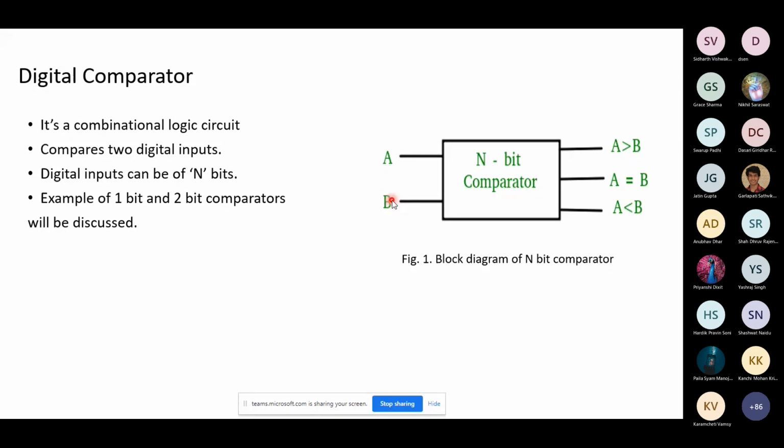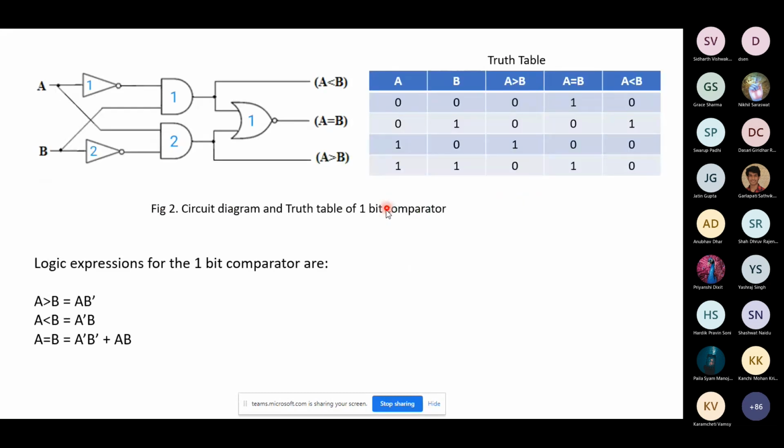So in the experimental scope, we will discuss only the 1-bit comparator and the 2-bit comparator. 1-bit comparator means A can be 0 or 1 and B can also be 0 or 1. So let's see the 1-bit comparator. The truth table of the 1-bit comparator looks like this: A equals 0, B equals 0 and 1, and A equals 1, B equals 0 and 1.